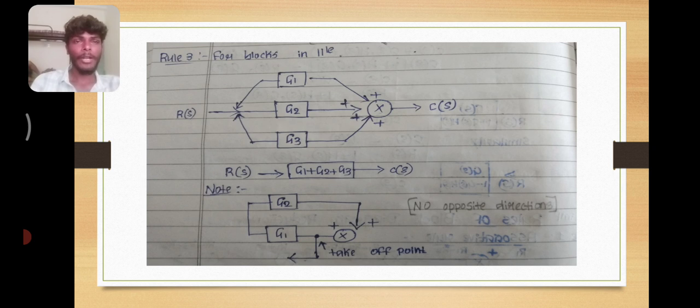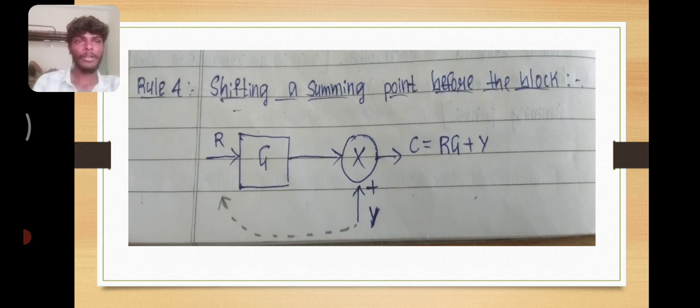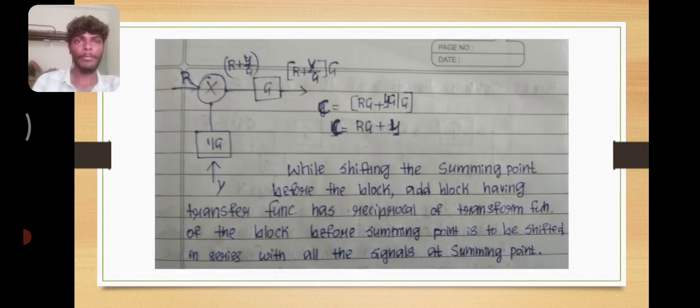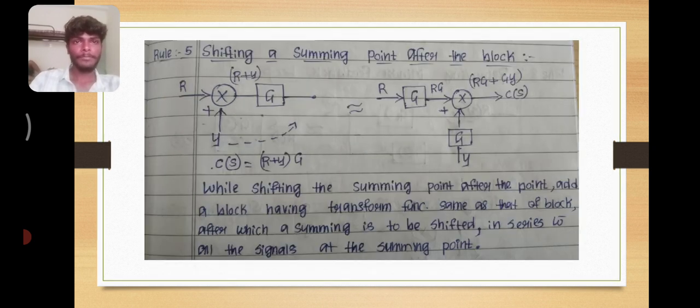For blocks in parallel, the transfer functions G1, G2, G3 are added to each other. No opposite direction is taken in the parallel connection. Shifting a summing point before the block: add a block having a transfer function that is the reciprocal of the transfer function of the block before which the summing point is to be shifted, in series with all signals at the summing point.